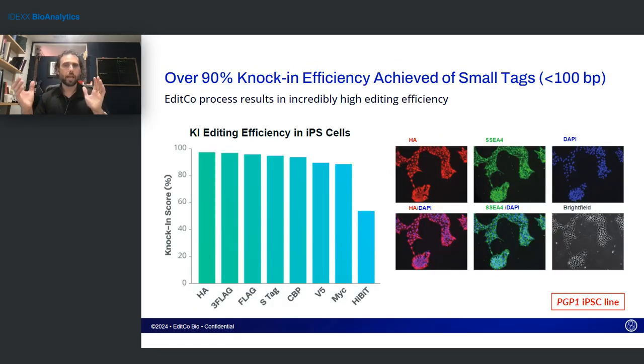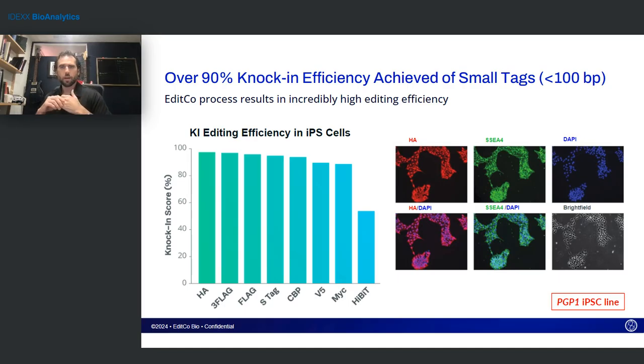But when it comes to small tags, as you can see, we can generate knock-in efficiencies of well over 90% of the pool population. And many of the common tags you're seeing here on the graph on the left, with HA, whether it's a 3X tag, FLAG tag, a FLAG-S, a CBP, V5, or a MYC tag, we're having editing efficiencies in our pools that are well over 90% knock-in at the pool stage at this point. There's a bit of a fall-off, but still impressive knock-in of around 60% for our HiBiT tag.